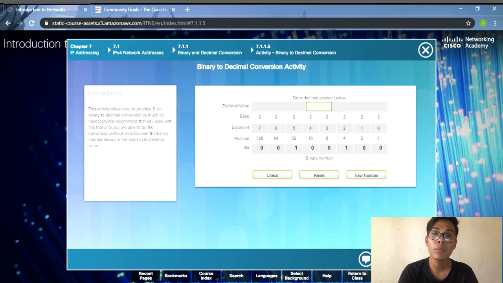So a decimal value will be shown here, and we will place the decimal values on the bits. Just like here, the bit is in here and in here, so we add 32 plus 4, so it's 36. Let's check.